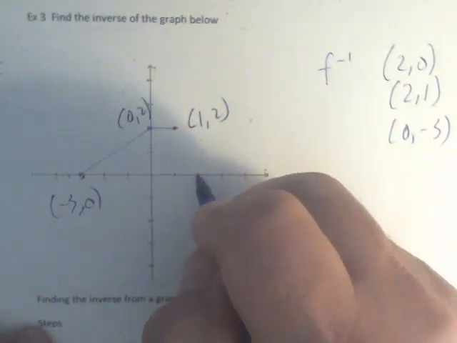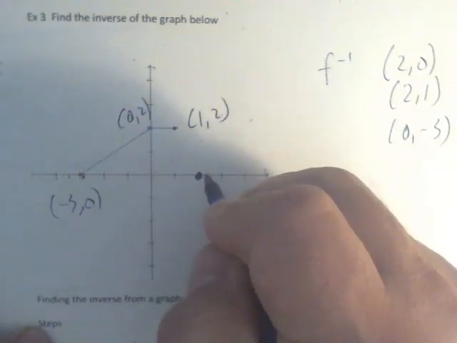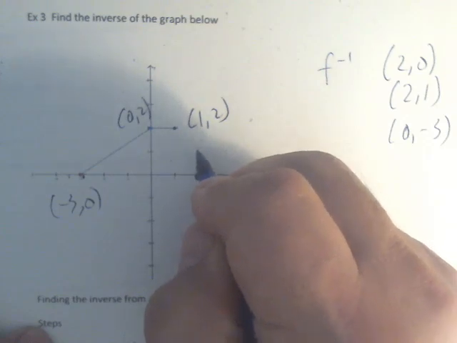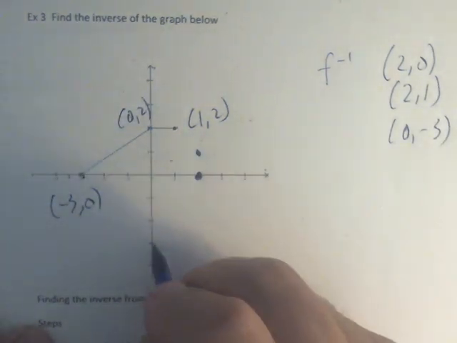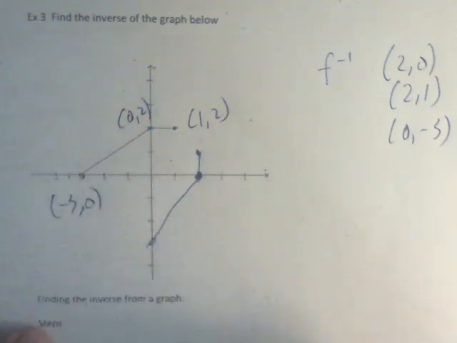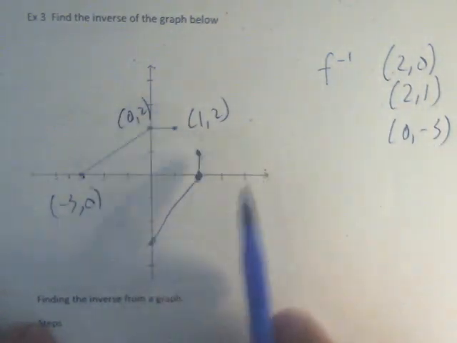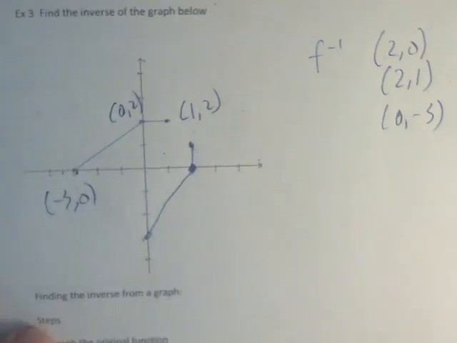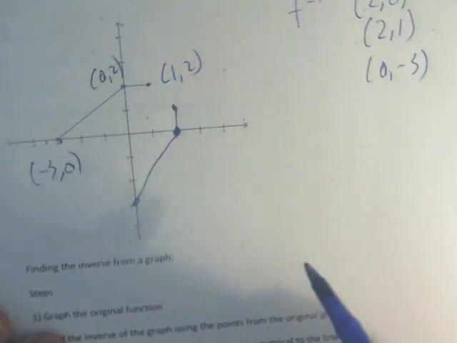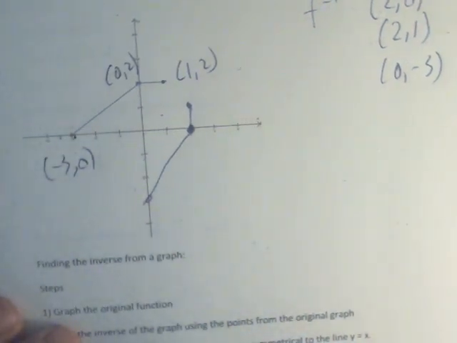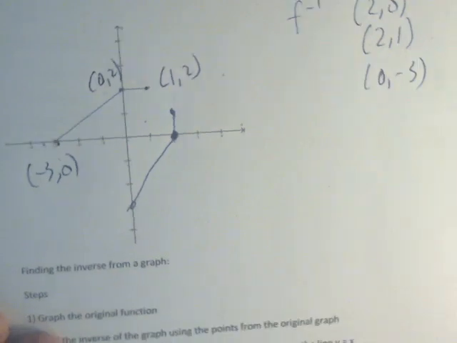So I plot (2, 0), (2, 1), and then (0, -3). Now this is not itself a function because I did repeat x's and it's not one-to-one, but it's more so just to illustrate the process. So you are reversing your coordinates from what you have to get the inverse and then plotting them. Okay, so it's not a one-to-one, it's not even a function, but it's more of just an illustration of what you're supposed to be doing.